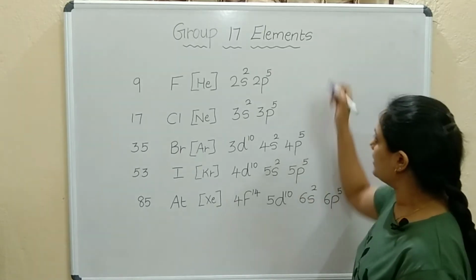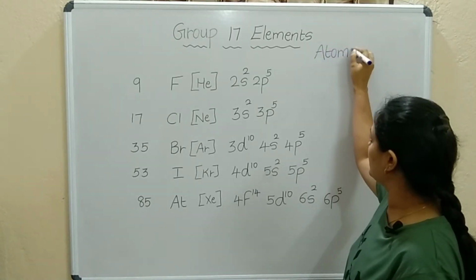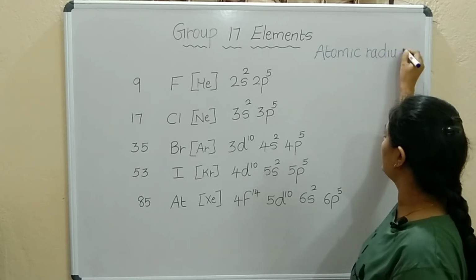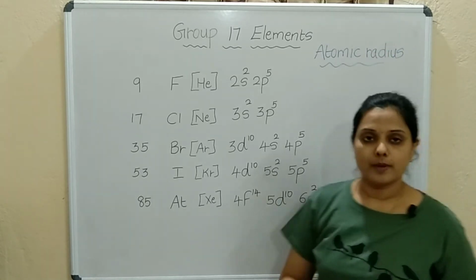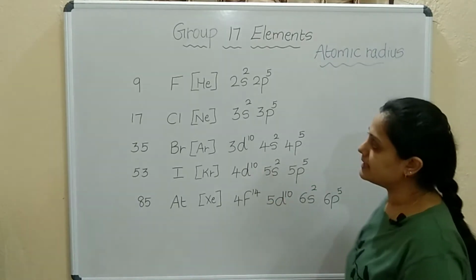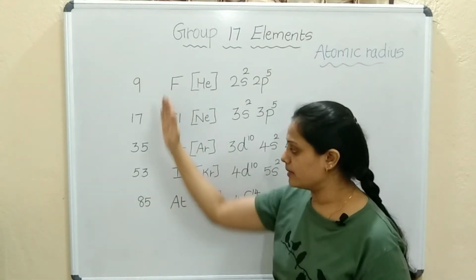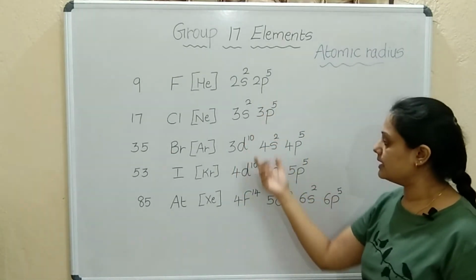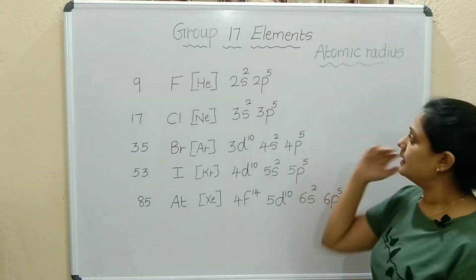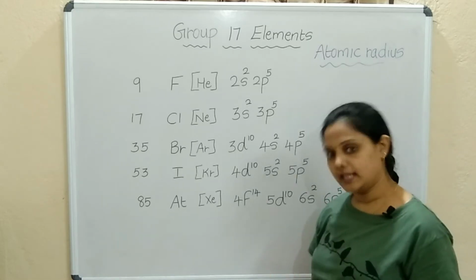The first property we are going to discuss is the atomic radius. Atomic radius, we are talking in a group. Down the group, what happens? It goes on increasing. Down the group, atomic radius, atomic size, atomic volume increases. Why? Because the atomic number is increasing, and you can see the shells are also increasing. So if the shells are increasing, then atomic radius, atomic volume, atomic size will also increase.